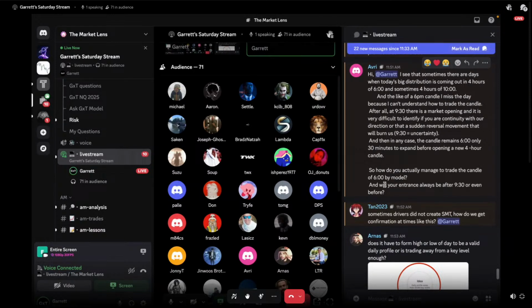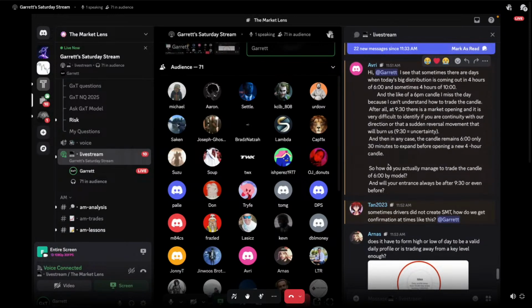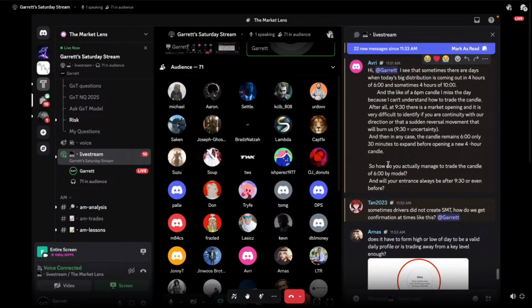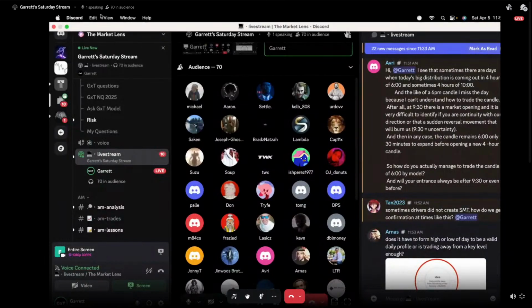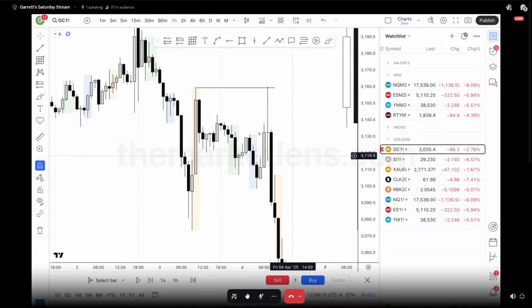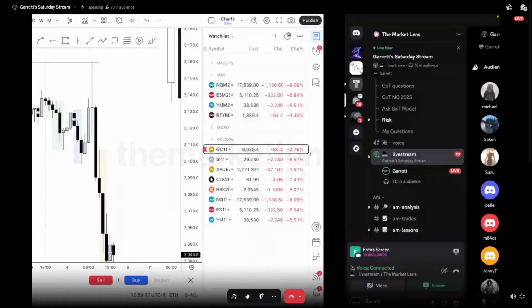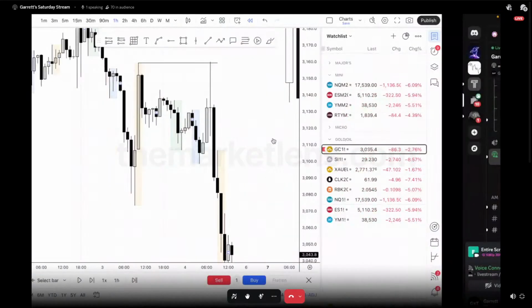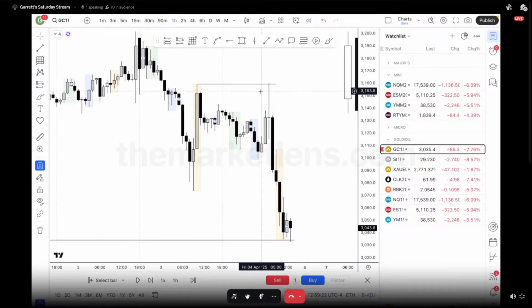Sometimes traders do not create SMT. How do you? Well, they don't have to create SMT. They don't have to create the high of day, low of day. They can expand away. So if there already is a higher low of day, then it should just expand away. So there's no manipulation that is required, right? Because if manipulation already happened, like we see in this example, manipulation has already occurred prior to the driver, then the driver should just expand away. So it's a simple if-then statement, right? If we have already put in a high of day prior, the driver should just expand away.